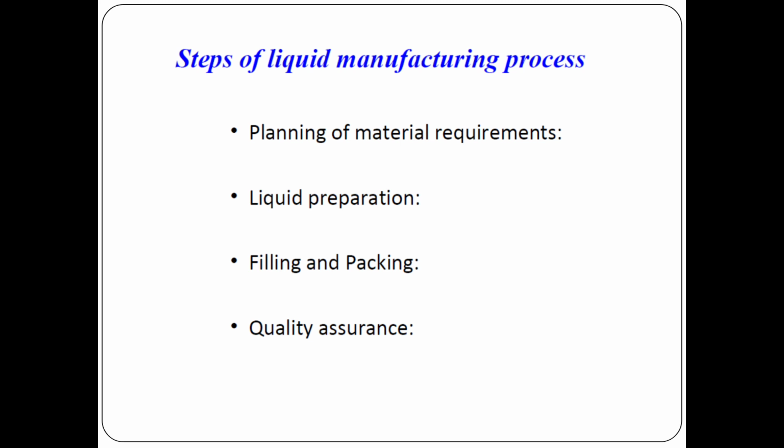Own pilot plant. So here these are different steps that are included in liquid manufacturing processes. First is planning for material requirements, then liquid preparations. After that, the liquid is prepared with the help of directly mixing only, two or more components, one is solute and one is solvent.